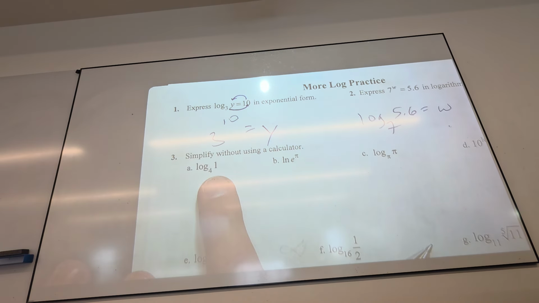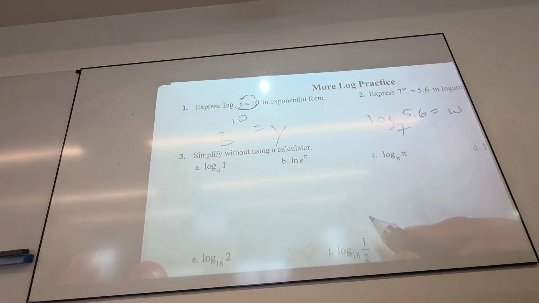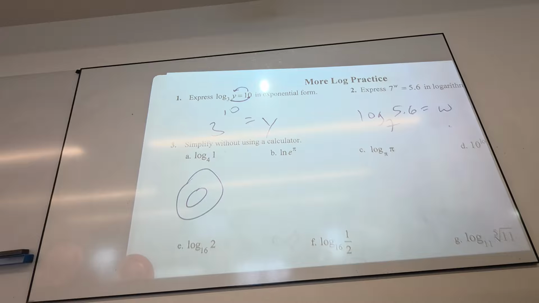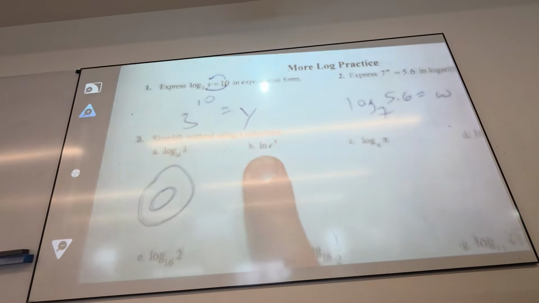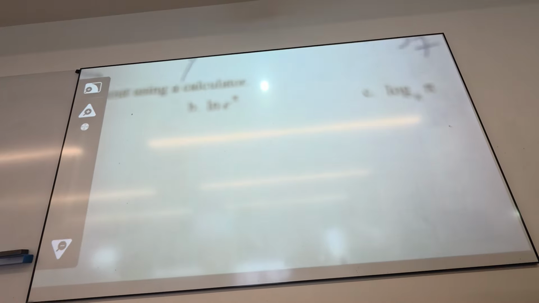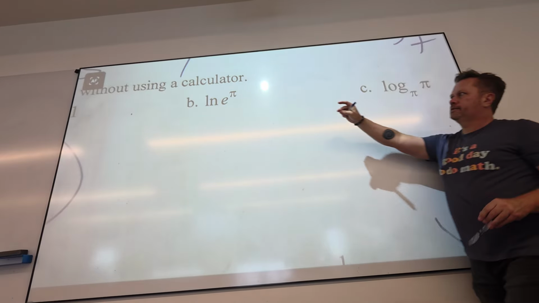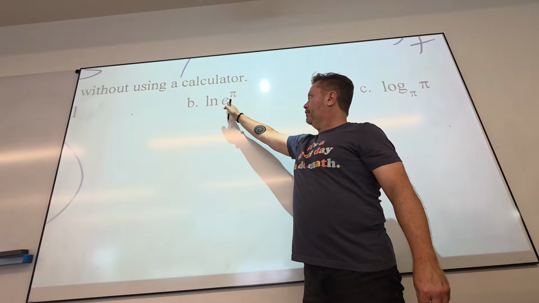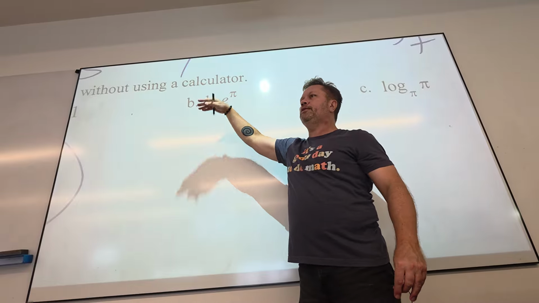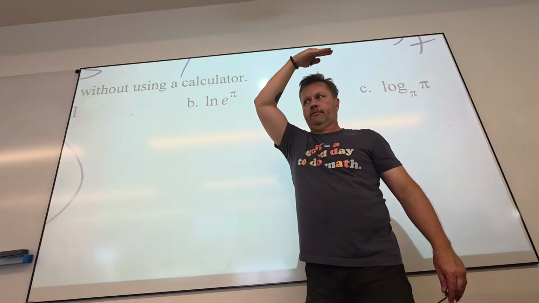What's log base almost anything of 1? What power does almost anything need to become 1? 0. Yeah. So appreciate that. What do these two do now that we know the relationship? They're inverses. Natural log is the inverse of e to a power. And I took one of them and I put it into the other one, therefore they kill each other.